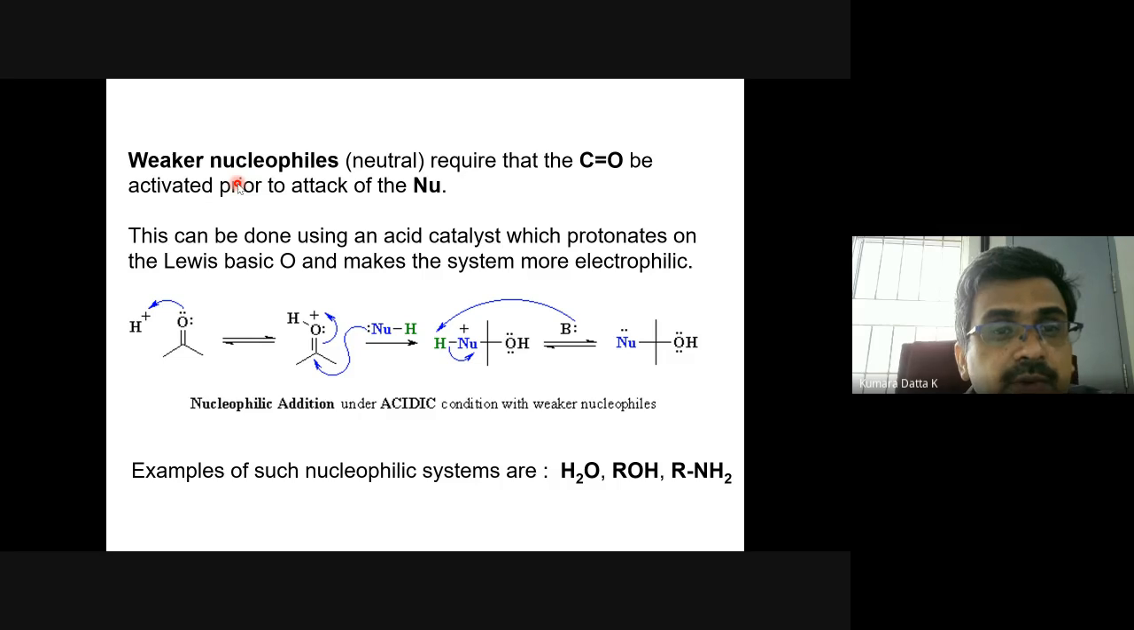In the same way, if you look at weaker nucleophiles which you want to add to carbonyl groups, the carbonyl has to be activated before being attacked by the nucleophile. By taking these examples, you can see that you take carbonyl groups and add, for example, the nucleophile under acidic conditions with weaker nucleophiles. So you can see the nucleophile is not charged. In the previous example, you have seen the nucleophile is charged.